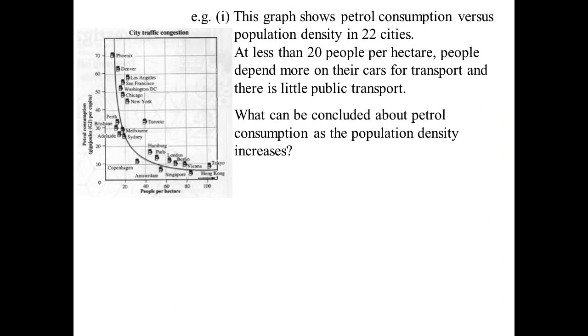Here's a graph. It's an interesting little graph, and it's showing petrol consumption versus population density. And there's 22 different cities there. Now, when you get less than 20 people per hectare, then people will depend more on their cars for transport, and public transport, there's not a lot of it around. So looking at this graph, what can be concluded about the petrol consumption as population density increases?